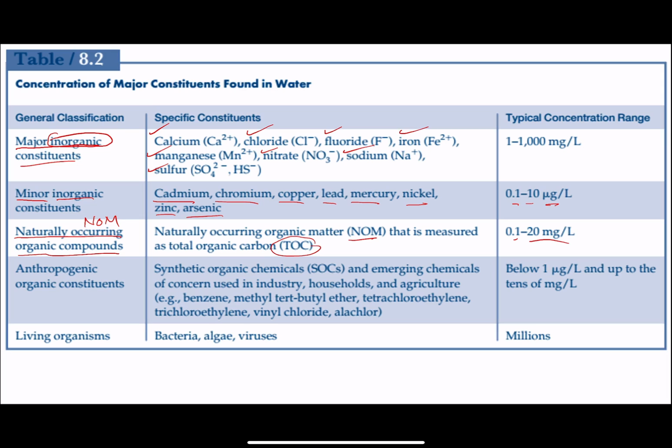There is also some concentration of anthropogenic organic constituents like synthetic organic chemicals, SOC, and emerging chemicals of concern used in the industry, of course household, agricultural, like benzene, methyl tert-butyl ether, and tetrachloroethylene, trichloroethylene, and vinyl chloride, and alcohol. Of course, these anthropogenic organic constituents are below 1 microgram per liter and up to the tens of milligram per liter. And the last one, living organisms: bacteria, algae, and viruses. Of course, the count is over millions.